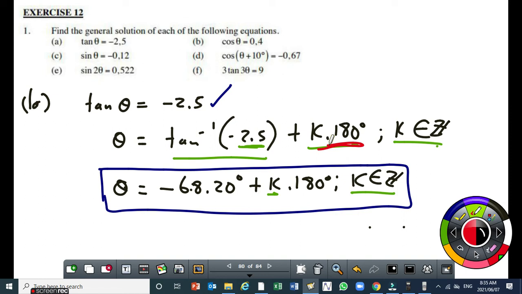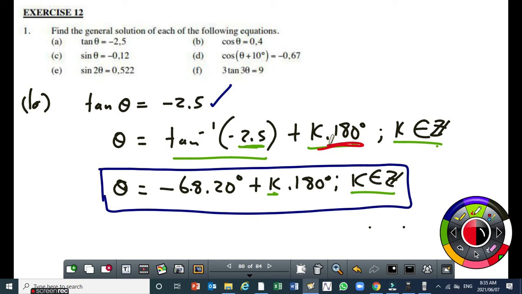The graph has a period of 180 degrees, which means it repeats itself after every 180 degrees. For cosine, its period is 360 degrees, which means it repeats itself after every 360 degrees. Tan now is unique because the period is not 360. That's why we only have one general solution, because its period is not a full revolution, it's half of a revolution. That's why tan has got one general solution.